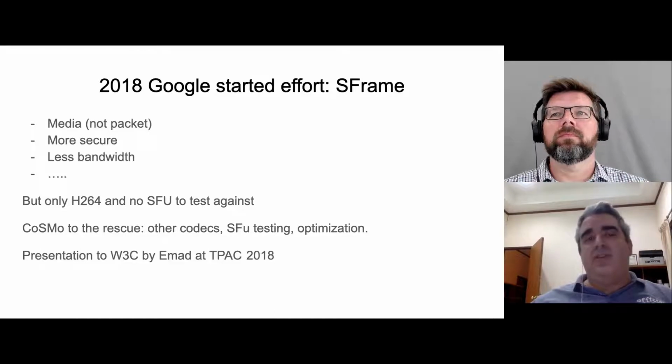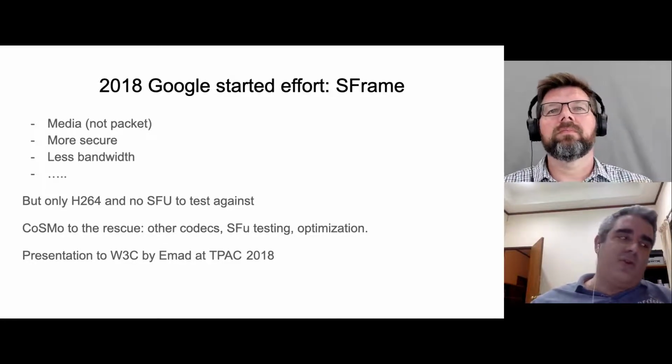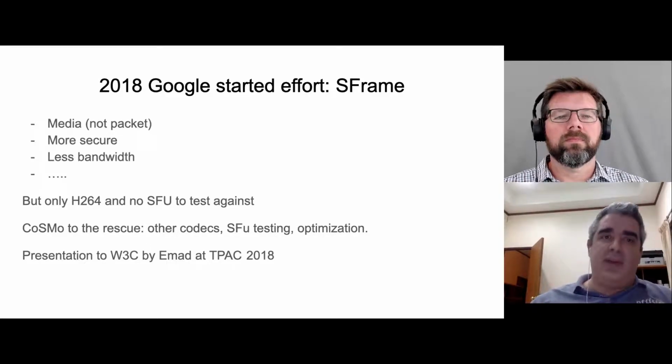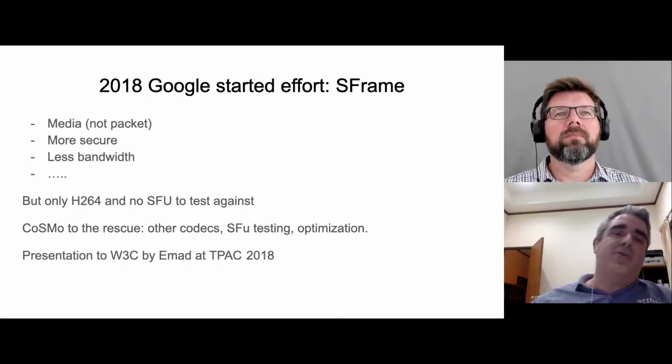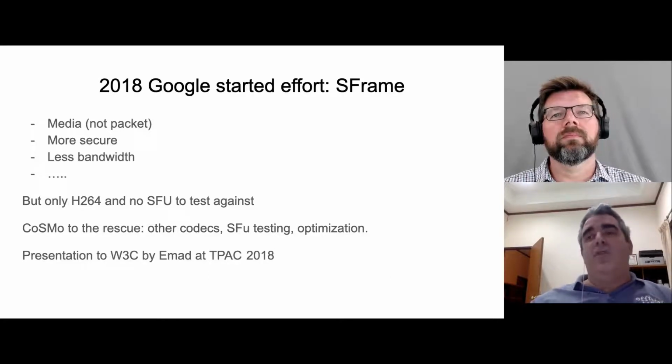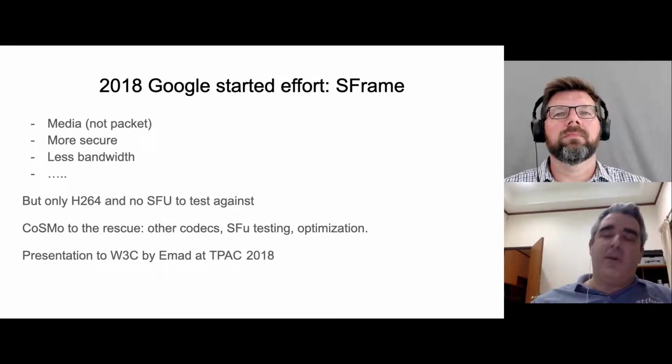And when they had something that started to work, they wanted to extend to different codecs and to try with different SFU. So they turned to us, since we had a few years of experience in the matter. And we worked together on doing SFU testing, optimization of the scheme, and how we can extend the proposed encryption scheme to VP9 and other codecs. So a presentation was made at TPAC in 2018 with the first results, but failed to get enough traction to become an accepted standard at the time.